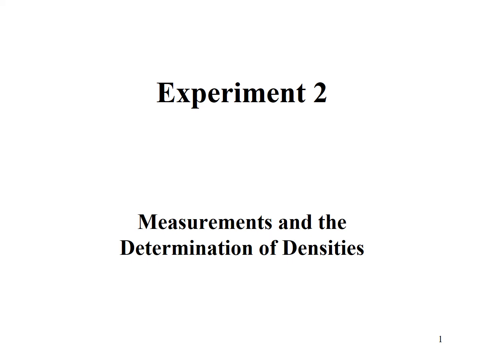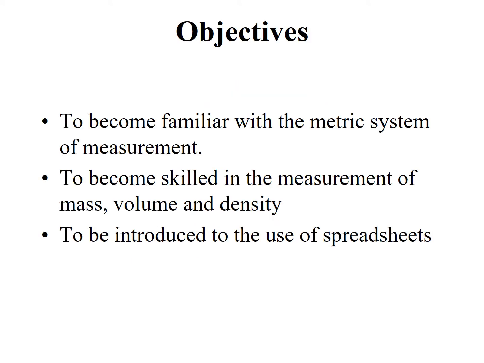For experiment 2, we are going to do measurements and determination of densities. The objectives for experiment 2 are the following: to become familiar with the metric system of measurement, to become skilled in the measurement of mass, volume, and density, and to be introduced to the use of spreadsheets. So we're going to use Excel in this experiment.